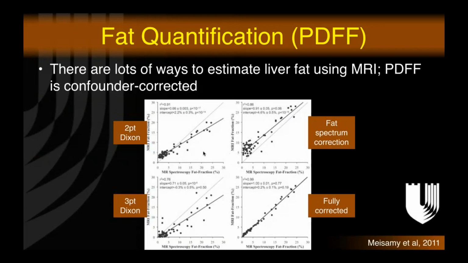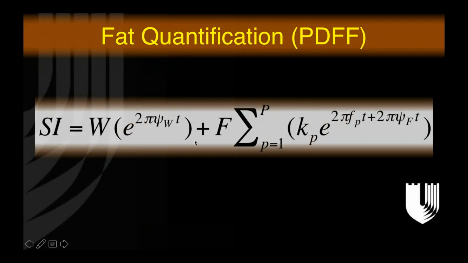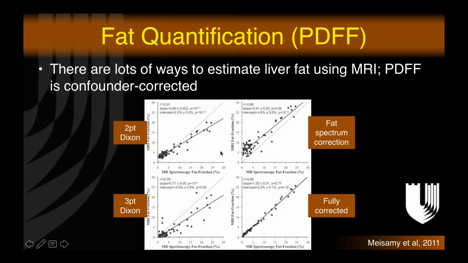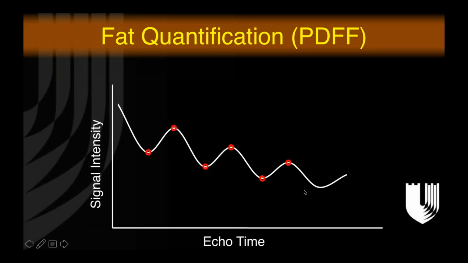The important part to remember is that there are a lot of factors that go into this equation, and so we have to do corrections for a variety of different issues. One of them is signal decay. One of them is the complexity of the fat spectrum. And so if you do all of these corrections appropriately, then you'll get an accurate PDFF measurement with your sequence and your reconstruction.